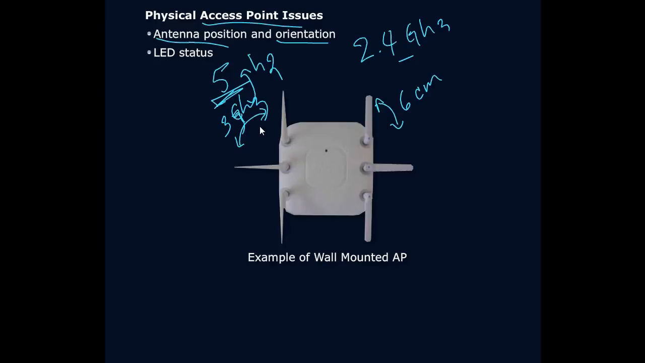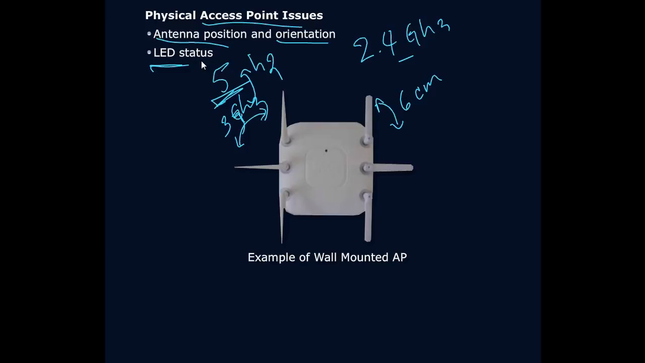Now we also have LED statuses available on these APs. These LED statuses can be enabled by the AP, disabled by the AP, enabled by the wireless LAN controller, disabled by the wireless LAN controller. They can even be enabled or disabled at the GUI level. But make sure you understand what those LED statuses do. There are different LED statuses, right?